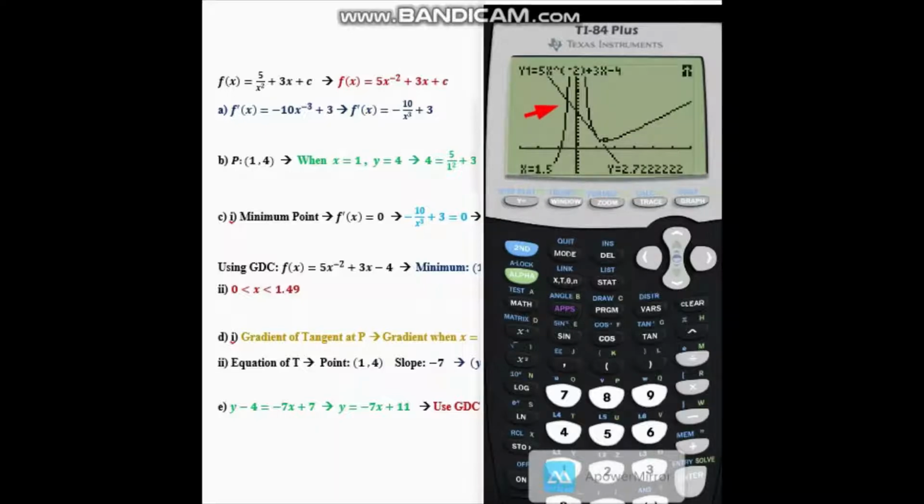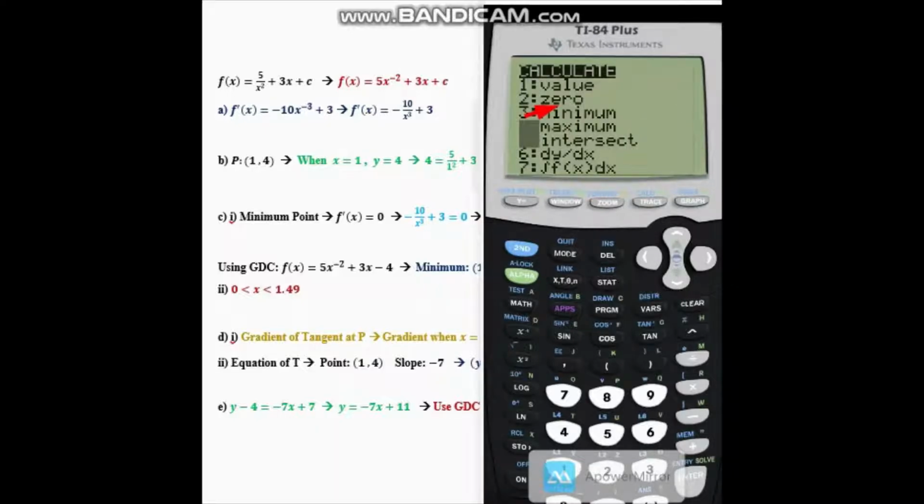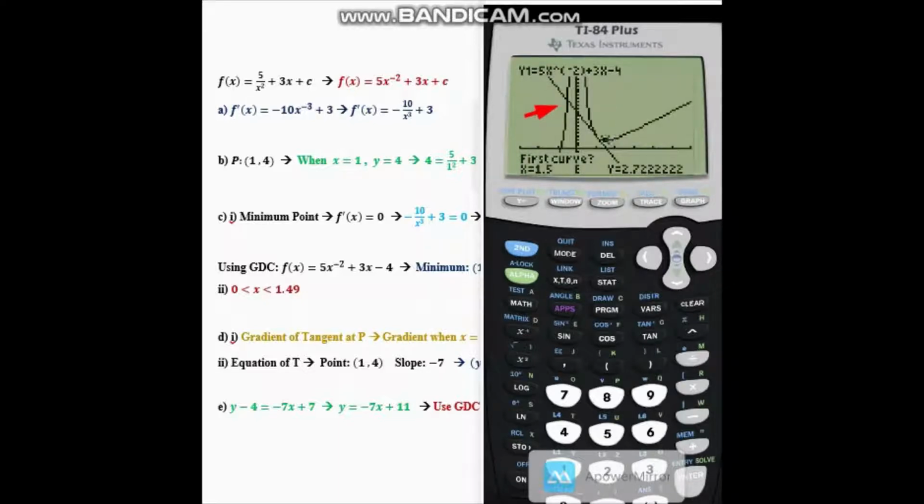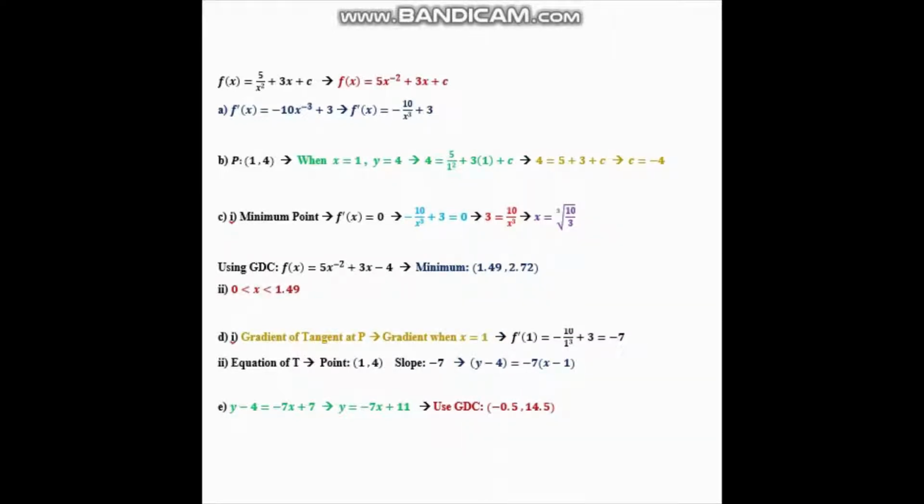So second, trace, intersect. There is your first curve. There is your second curve. And there is your guess. So the intersection is at -0.5 and 14.5. So there is your answer. Take a minute to copy this down if you will. I hope you have found this useful.